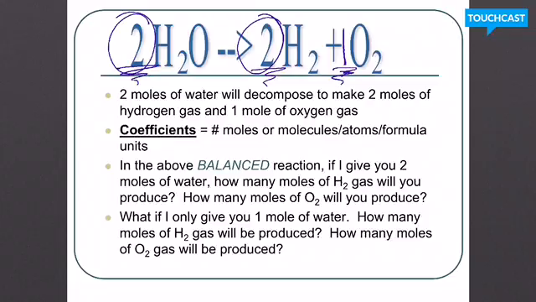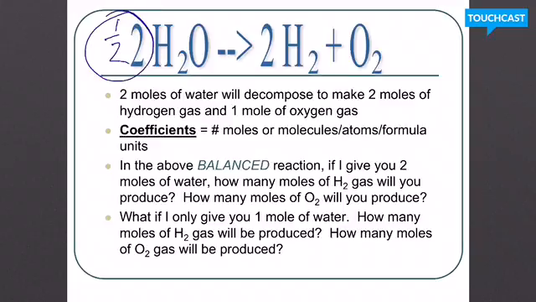Now let's switch gears. What if I only gave you 1 mole of water? If I only gave you 1 mole of water, that is kind of like half of what you initially had, correct? So if I half this, that means I'm going to half that, and I will also need to half this. That means 1 mole of water would produce 1 mole of hydrogen gas and half a mole of oxygen gas.